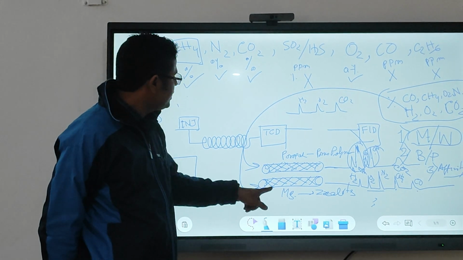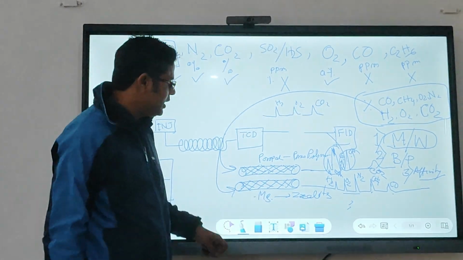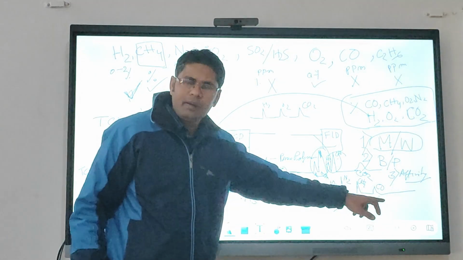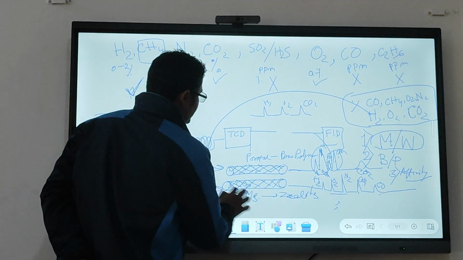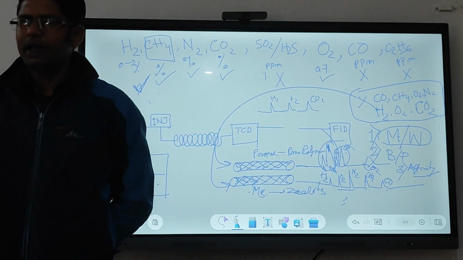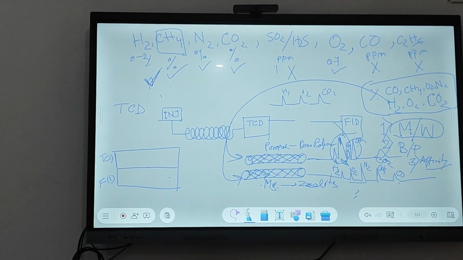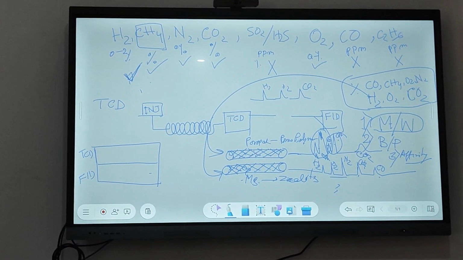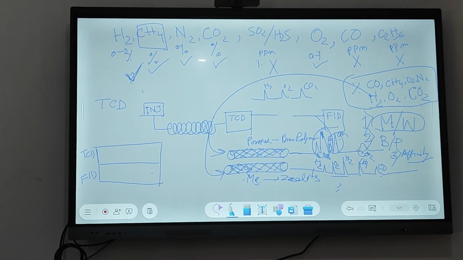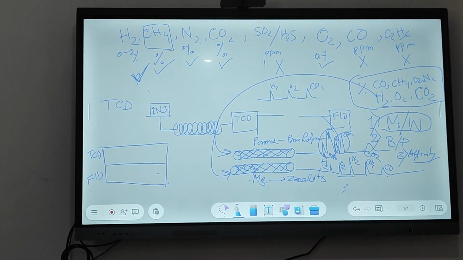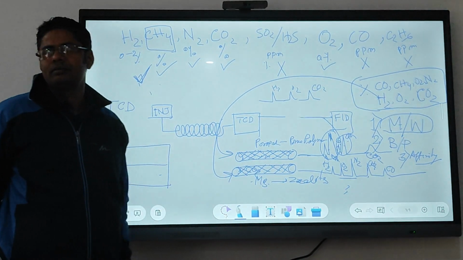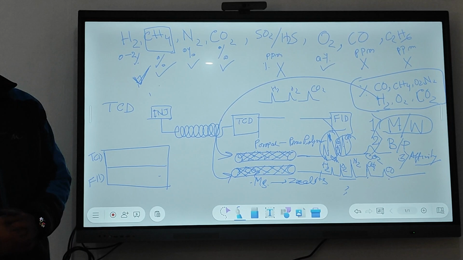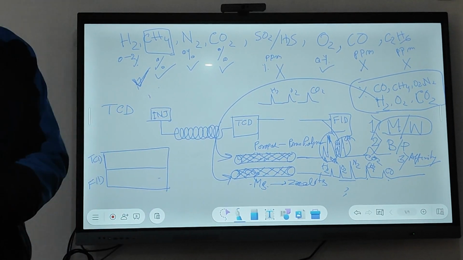If you are using this molecular sieve column only, then all the components will be separated, but CO2 will not come out. CO2 will stay here. I told you earlier that the molecular sieve column will trap CO2. It should not be injected into this column. If you do this repeatedly, it will be saturated with CO2, then you need to throw away this column. And the column costs almost 8,000 to 1.5 lakhs.